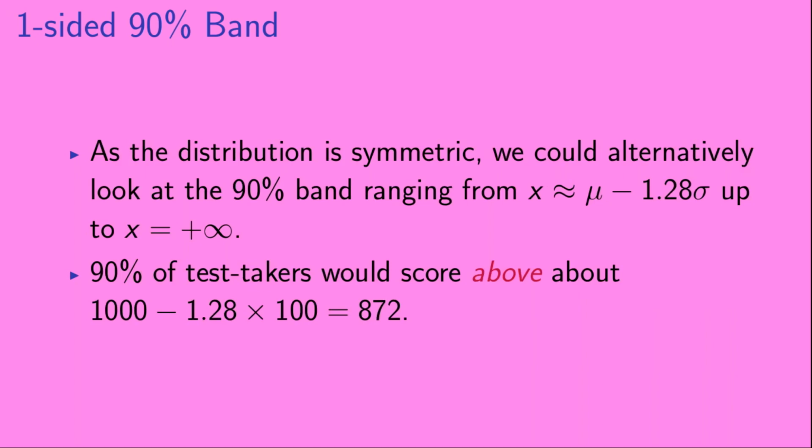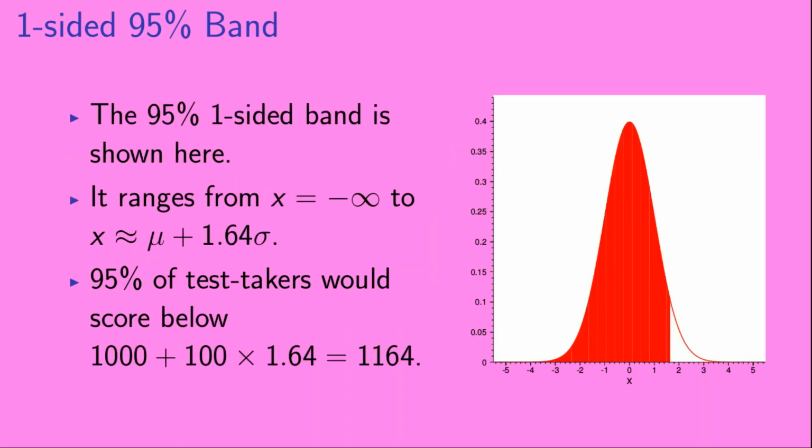As the distribution is symmetric, we could alternatively look at the 90% band ranging from x equals mu minus 1.28 sigma up to x equals plus infinity. 90% of test takers would score above approximately 1000 minus 1.28 times 100, which equals 872. Okay, so the 95% one-sided band is shown here. It ranges from x equals minus infinity up to approximately x equals mu plus 1.64 sigma. So 95% of test takers would score below 1000 plus 100 times 1.64, which is equal to 1164.